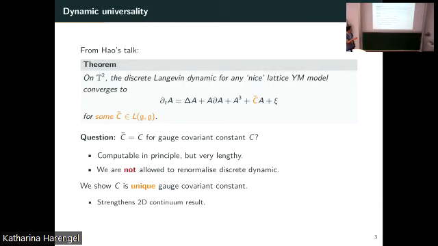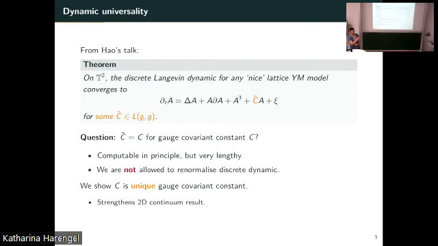Another difficulty is that you might say, okay, I want to hit the limit that I know is the good gauge covariant limit in the continuum. So why don't I just insert the correct mass counterterm into my discrete Langevin dynamics so that I hit that? If they're not equal, I just insert the difference between them into the dynamic. You can't really do that either, because you're not allowed to renormalize this discrete dynamic. This discrete dynamic is somehow just given to you.